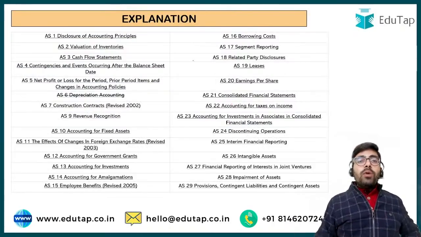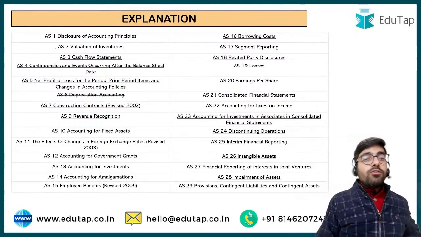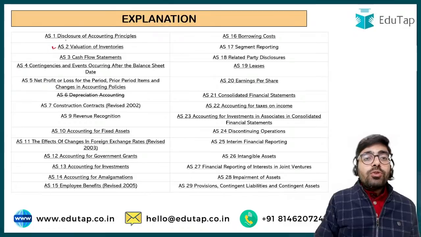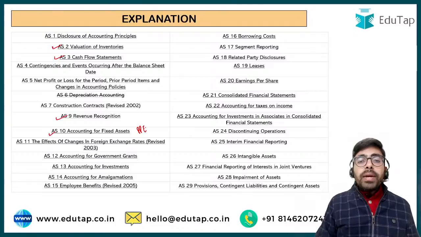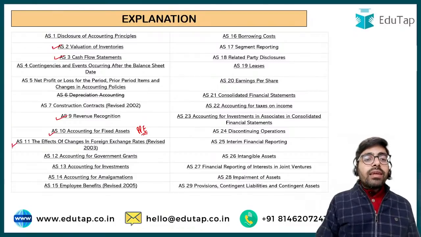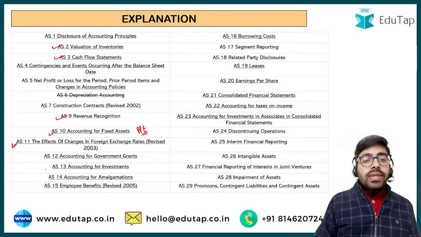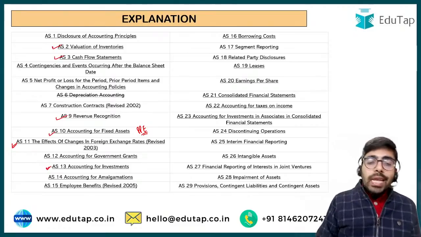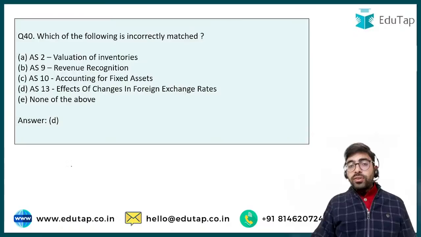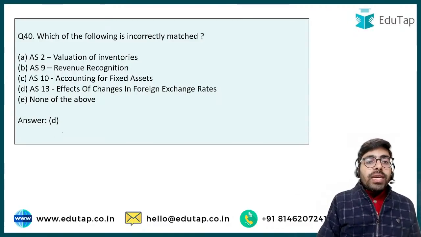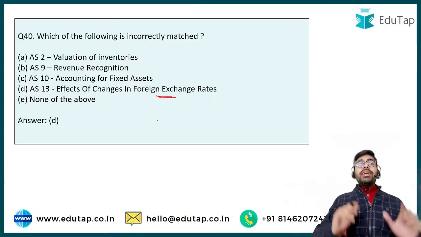So this is the list of the accounting standards which you have to specifically remember for your examination. AS2 is related to valuation of inventory, AS3 related to the cash flow statement, AS9 related to revenue recognition, AS10 related to property, plant and equipment, your fixed assets, AS11 is related to the foreign exchange rates, AS13 is related to the accounting for investment. So here the answer is going to be option number D, because AS11 is related to foreign exchange rates and AS13 is related to investments.